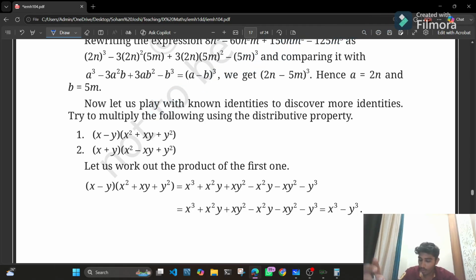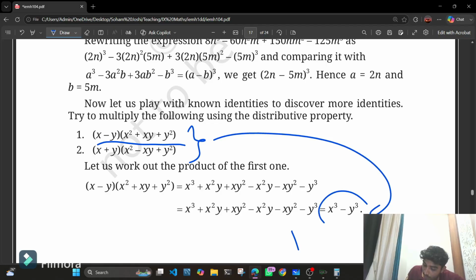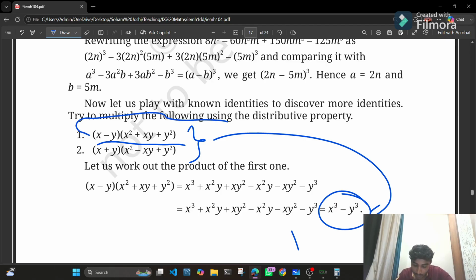We have discovered some more identities such as these two. You'll need these identities in your higher grades, not now, but to understand it, you have to learn it. So we can write (x minus y) into (x square plus xy plus y square), and if you multiply it and simplify it, we get x cube minus y cube. So sometimes if you want to expand x cube minus y cube, you can directly expand it in this way, right?